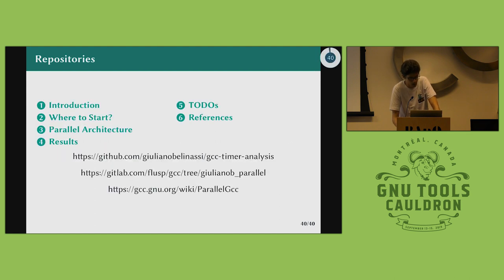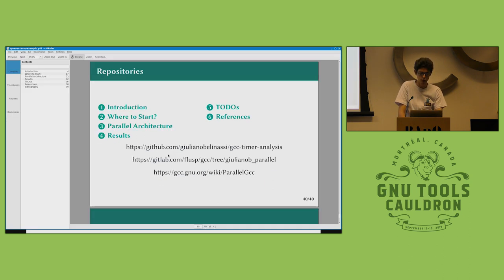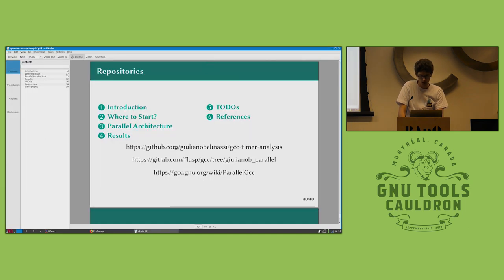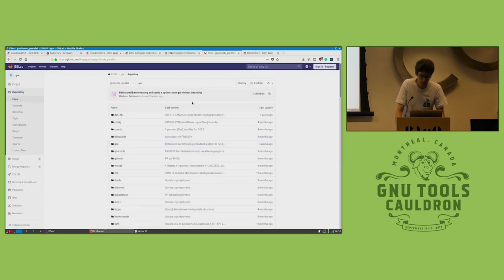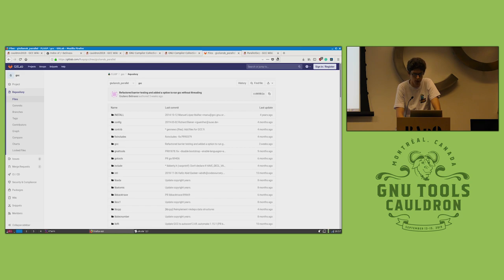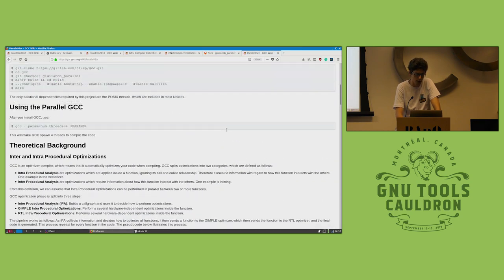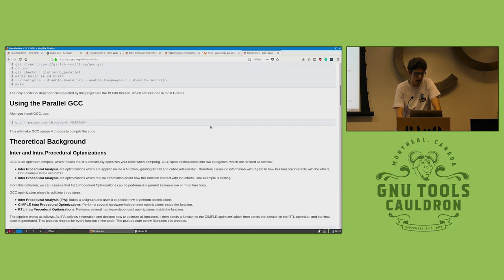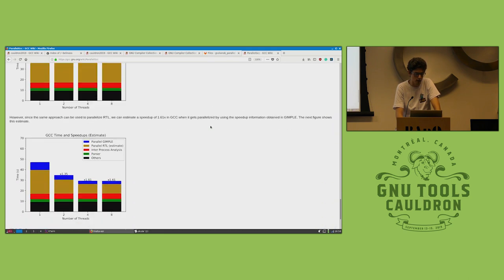So this is our repository. This first one is where I store all the scripts that I use in my analysis. This one here is my Git repository, where I push the modifications. And this is the wiki, where I currently describe the project, how to run it, problems, and our results.